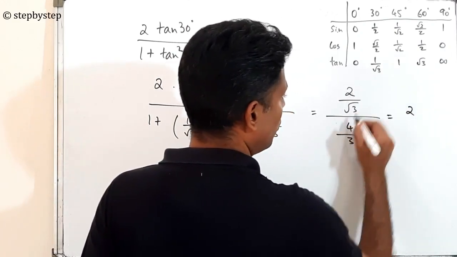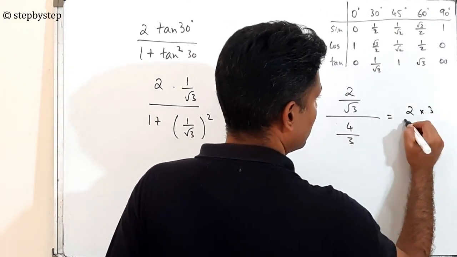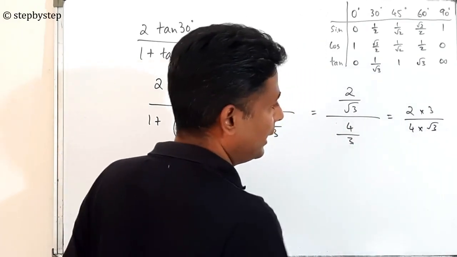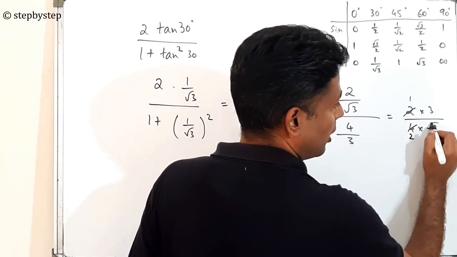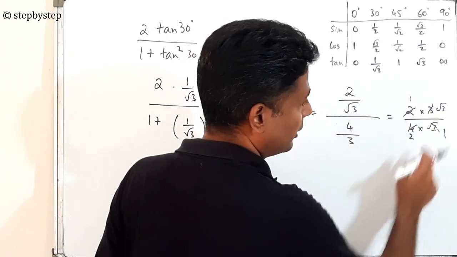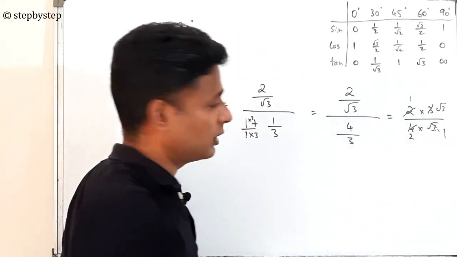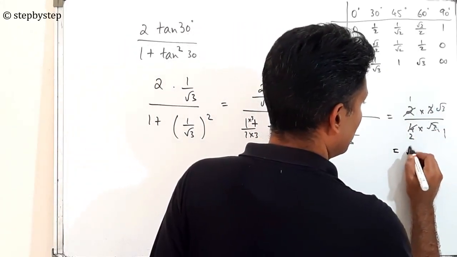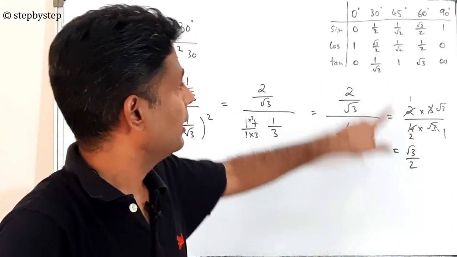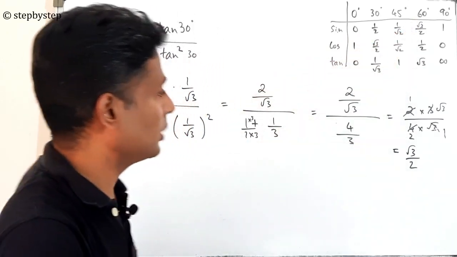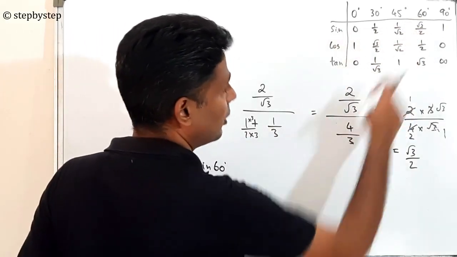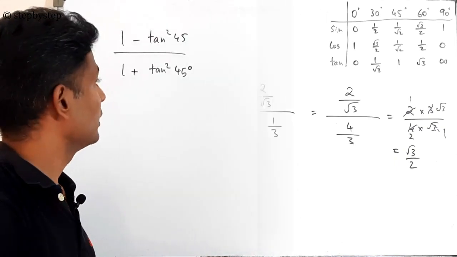Now denominator goes up and down. So what do we get? 2 into 3 by 4 into root 3, right? 2 1s are 2s are, root 3 1s are root 3, root 3s are, root 3 into root 3 is 3, right? So root 3 1s are root 3, root 3s are. So we get root 3 by 2. So guys, among the given options, the only thing that fits is sin 60. So the answer is, it is equal to sin 60. Why? Because sin 60 is root 3 by 2.